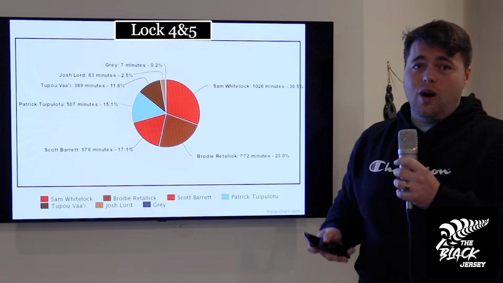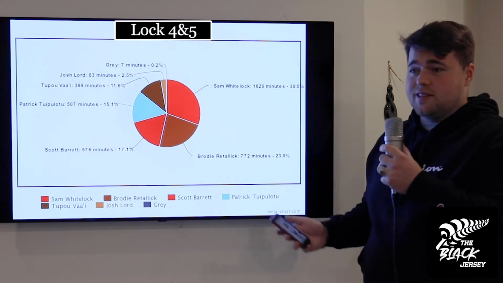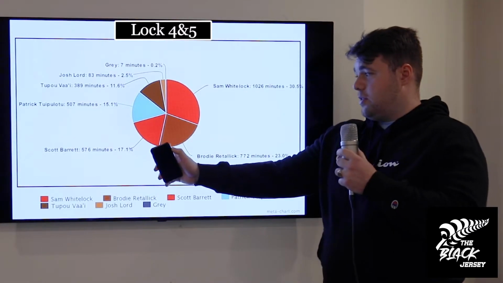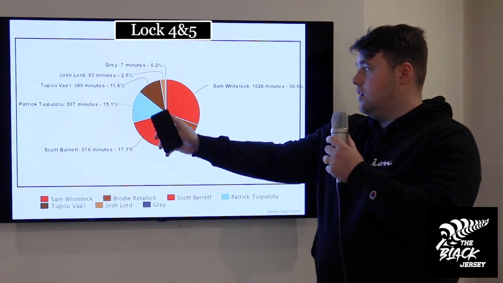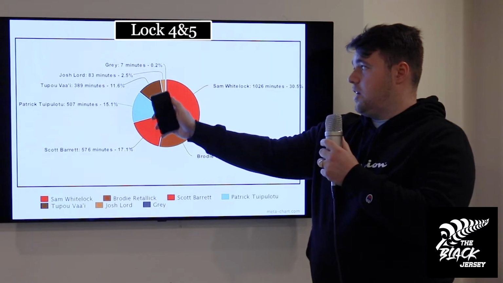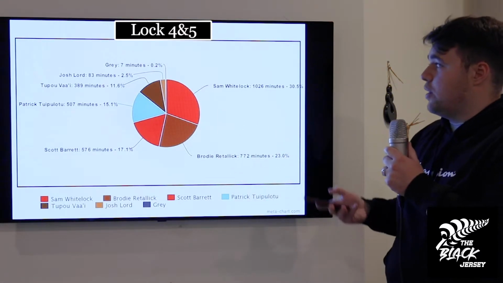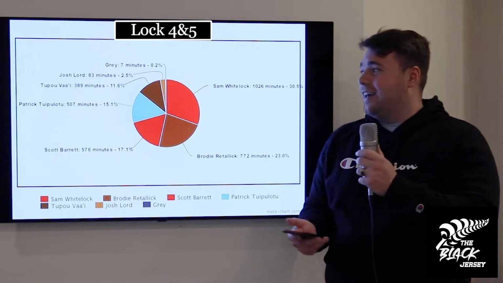1,026 minutes in either lock 4 or 5. Brody Retallick played a lot of minutes this year and really played catch-up. He's the second choice. Scott Barrett with 17.1%. Patrick Tuipulotu with 15.1%. Tupou and Josh Lord then fill out the rest with 7 minutes worth of cards going into the grey. So those minutes rather avoid.